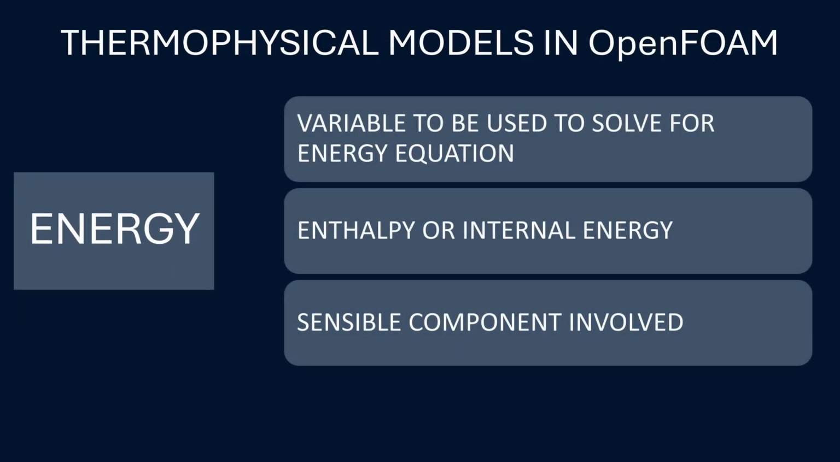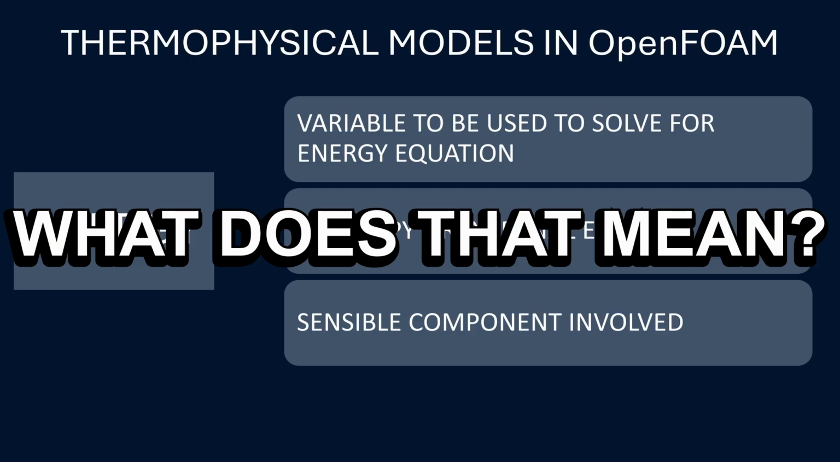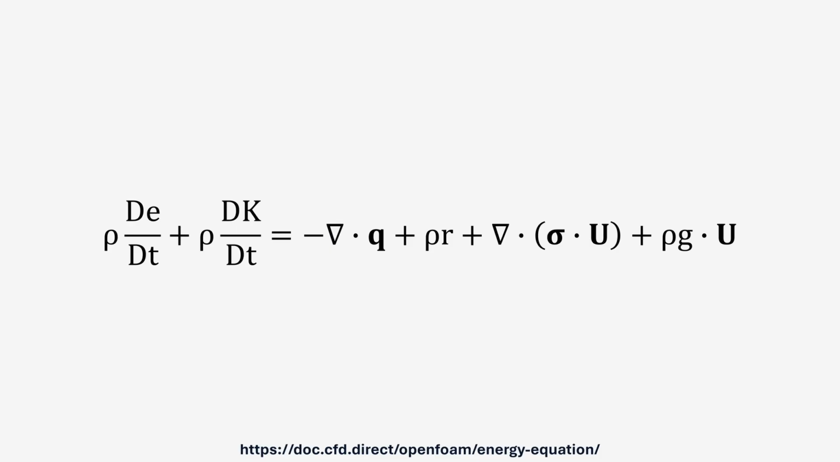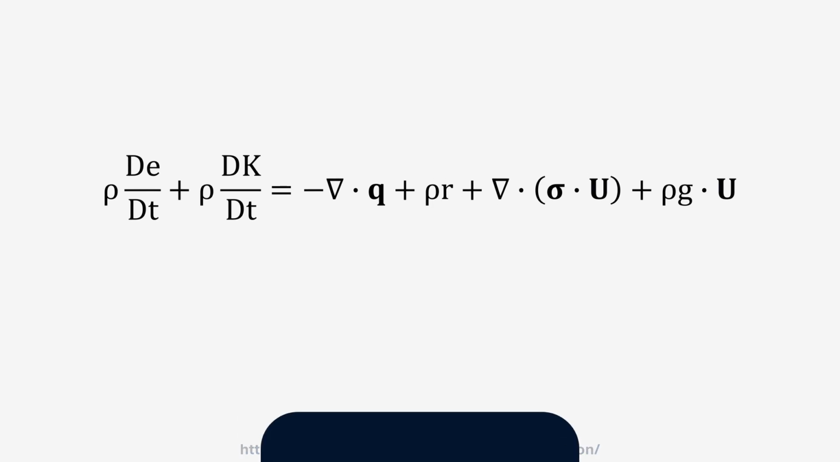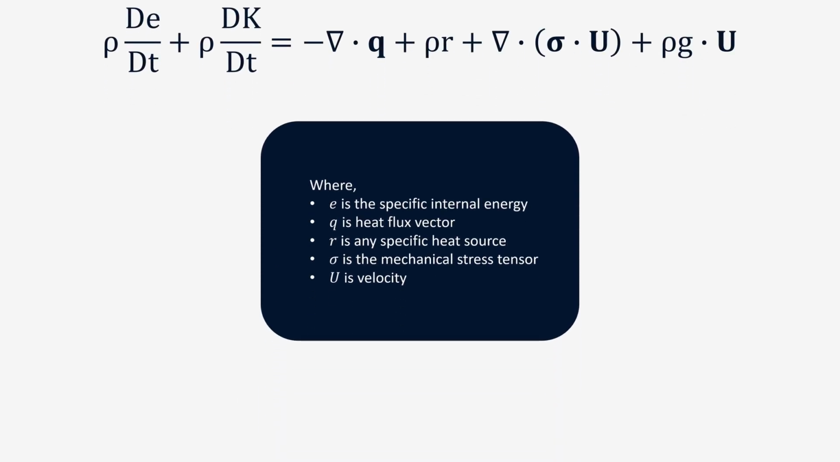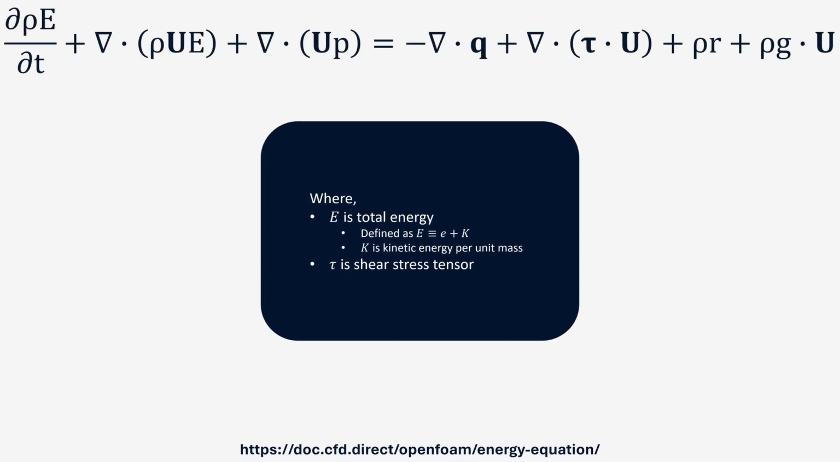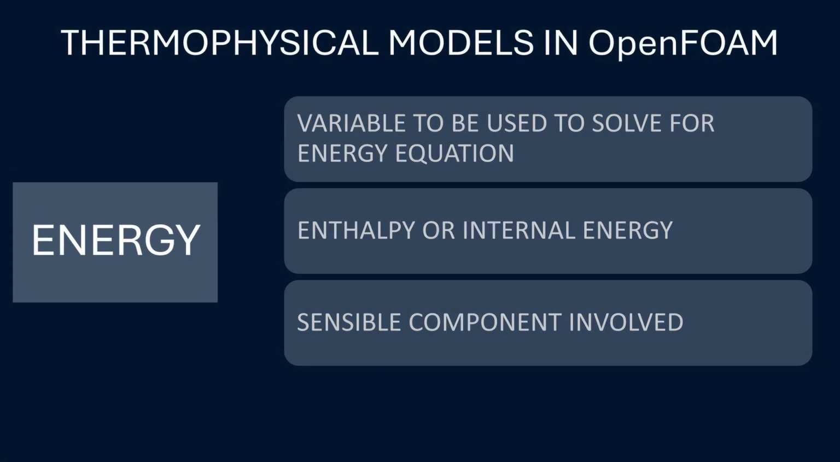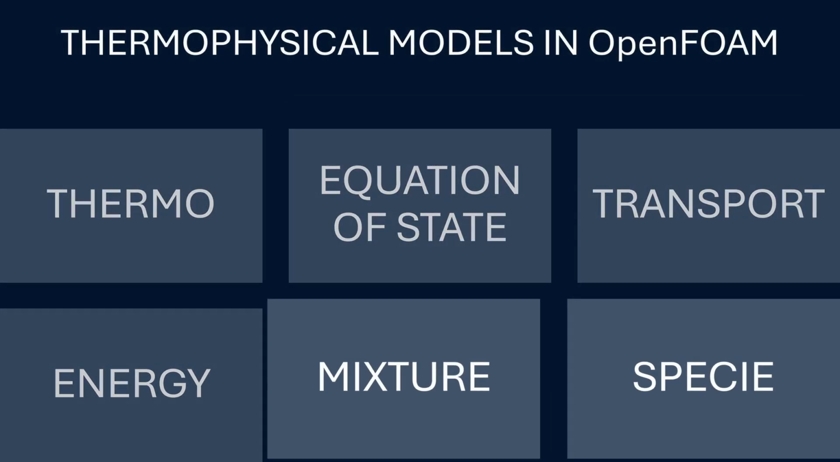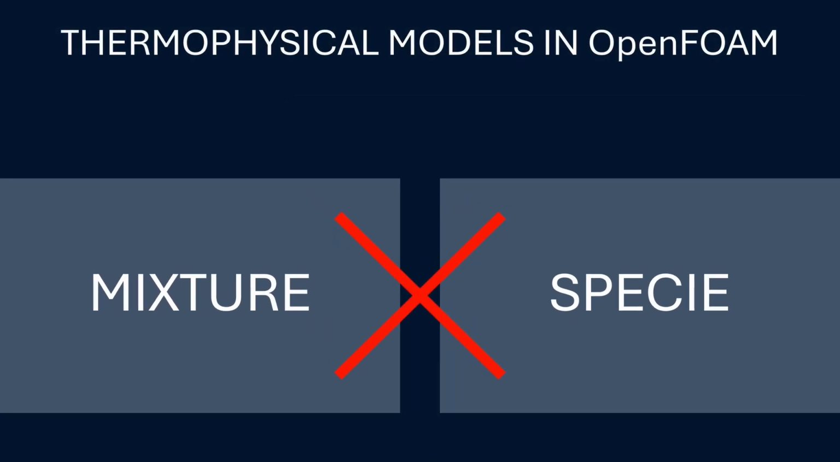This helps explain what variable we want to use for solving the energy equation. What does that mean? The energy equation is a balancing equation that talks about how energy enters your domain and how it leaves. The equation can look something like this, where e is specific internal energy, or it can look something like this, where capital E is total energy that accounts for kinetic energy per unit mass. And as I said before, mixture and species types are just going to remain constant. We are not changing them.